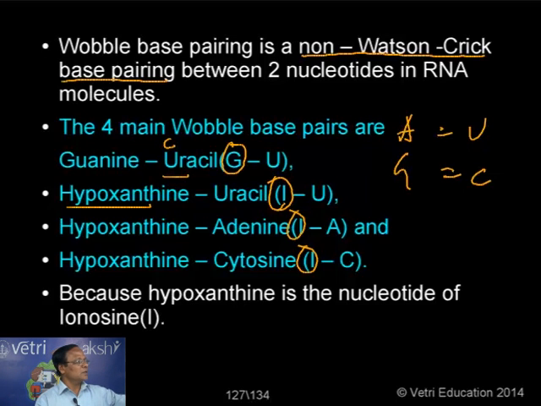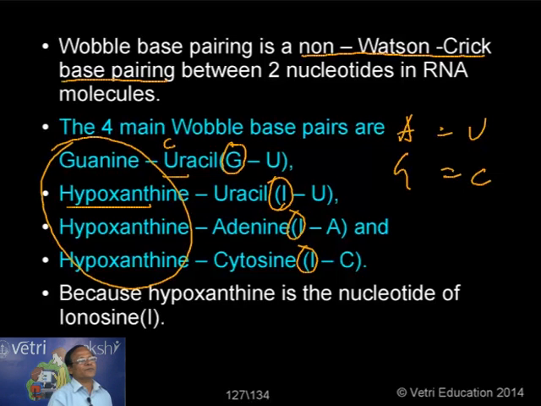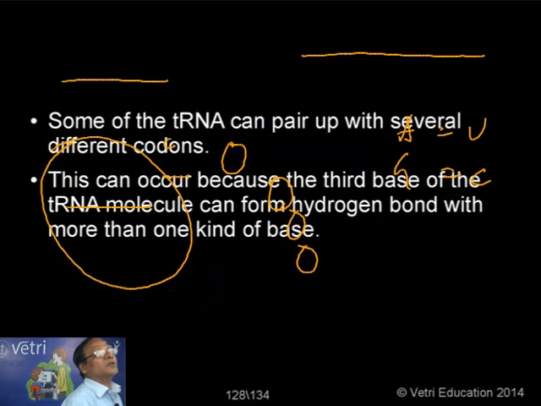These wobble base pairs refer to the anticodon bases. They form a pair with the bases of the codon of mRNA, more than one base pair. That is why it is called wobble base pairing, a non-Watson-Crick or non-standard base pairing process.